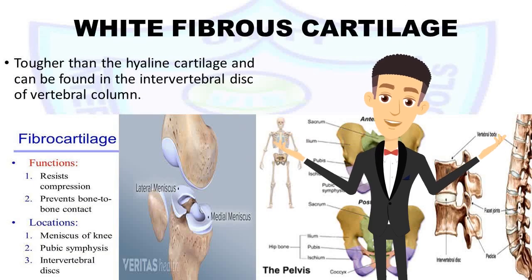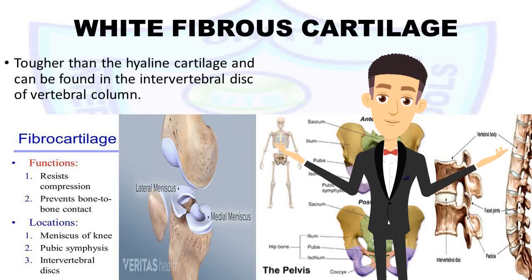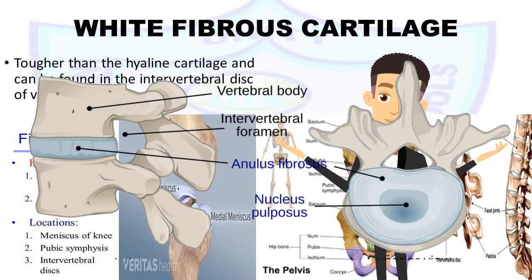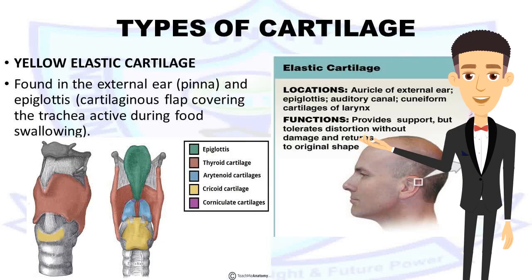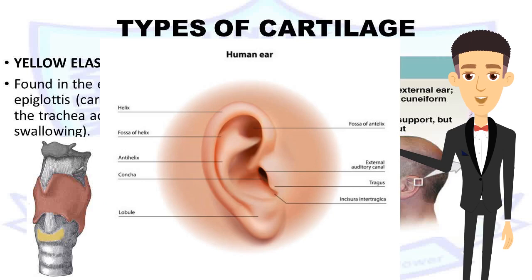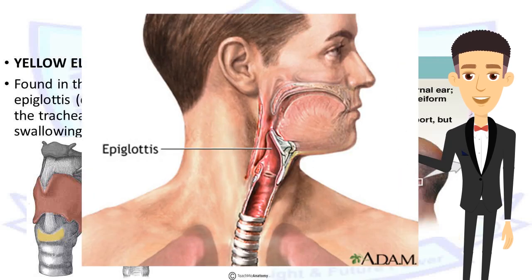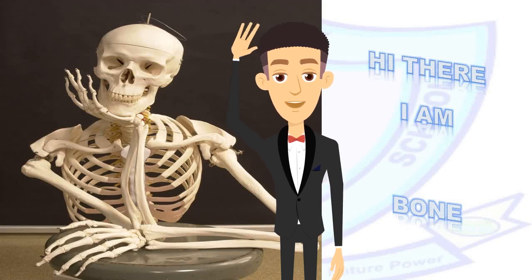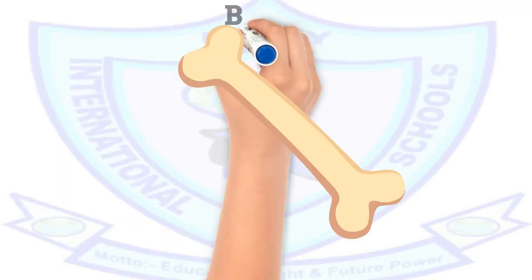Fibrous cartilage is tougher than the hyaline cartilage, and can be found in the intervertebral disc of the vertebral column as displayed. Elastic cartilage is found in the external ear, pinna, and epiglottis, the cartilaginous flap covering the trachea, active during food swallowing.